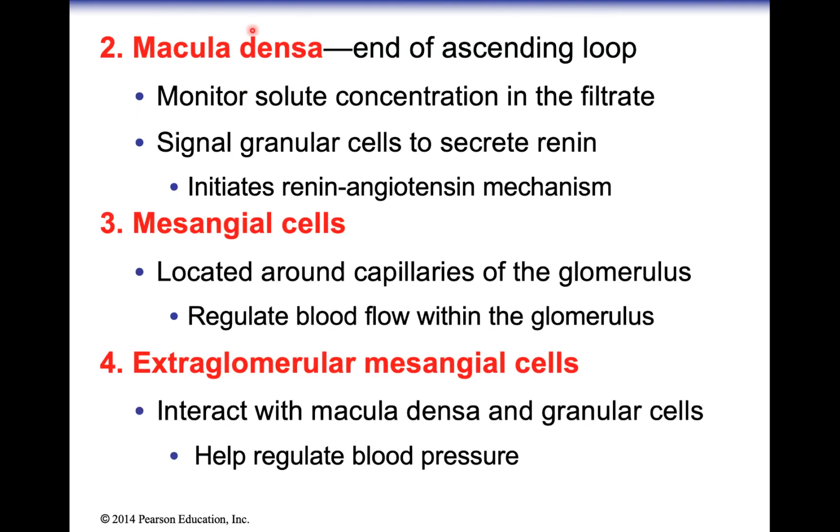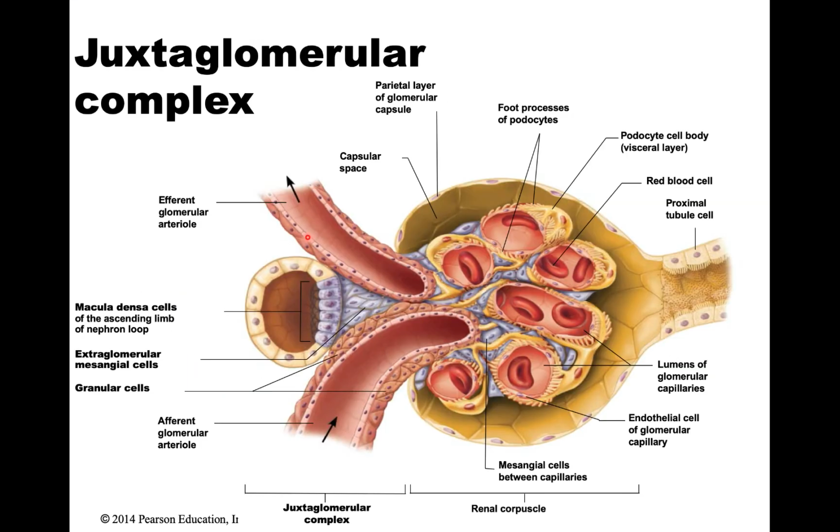Then you have macula densa cells. So I'm going to go back again. These are your macula densa cells. These cells have a ton of little receptors that hang off of them like little hairs. Those receptors are constantly monitoring the concentration of fluid that's coming in through here.